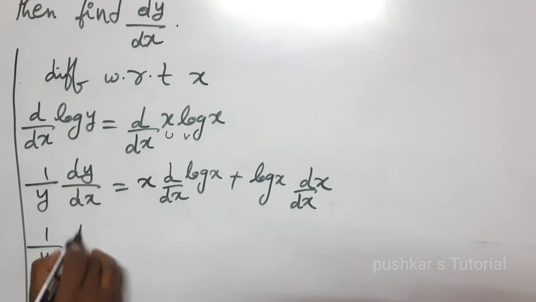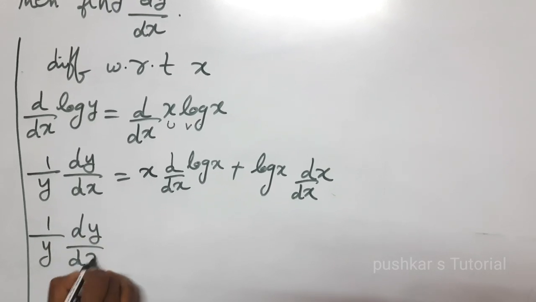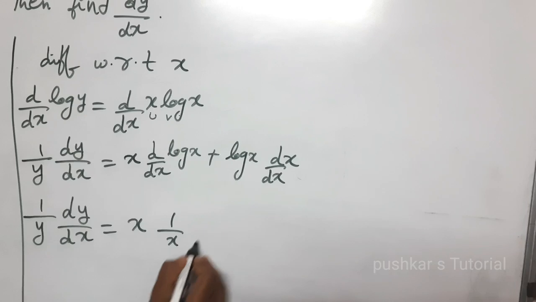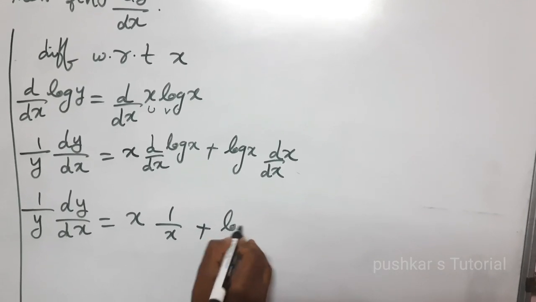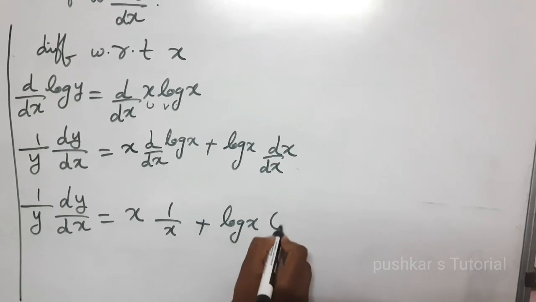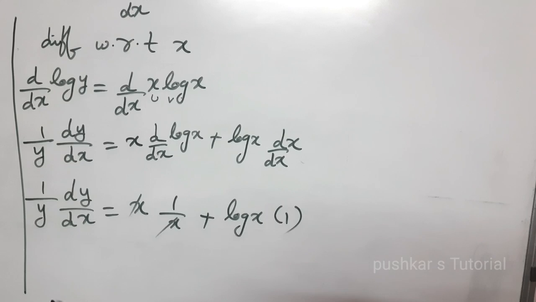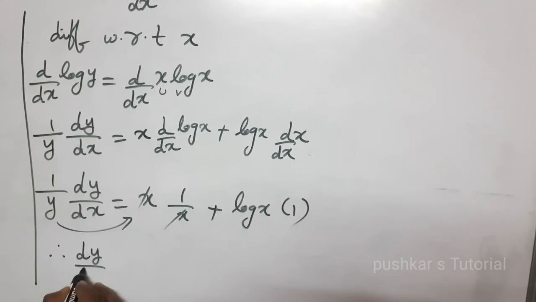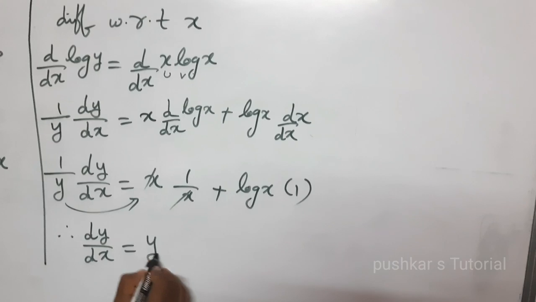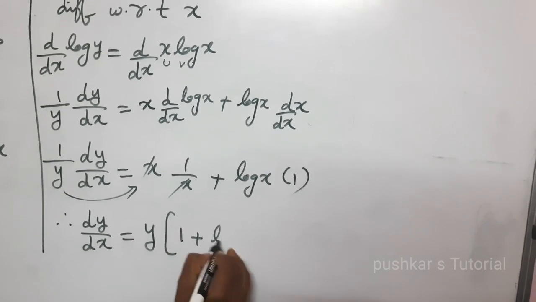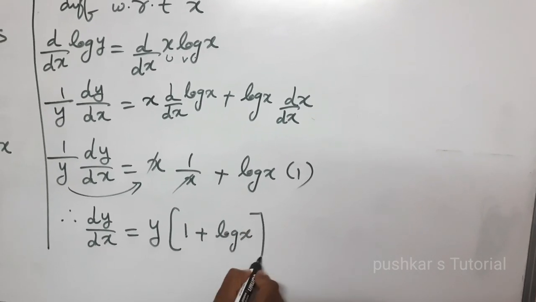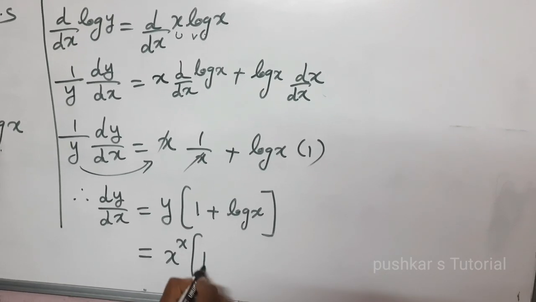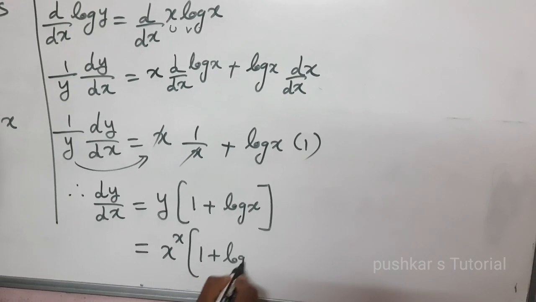So 1 by y dy by dx is equal to x as it is, log x differentiation 1 by x, plus log x as it is, x differentiation 1. And x gets cancelled. The denominator goes to the right side. Therefore, dy by dx is equal to y into 1 plus log x. We can replace y with x power x. So dy by dx is x power x into 1 plus log x.